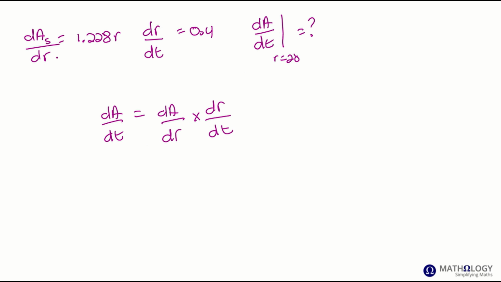When we simplify the right-hand side, we get the differential dA dt. dA dr, we have an expression for, 1.228r. dr dt we know is 0.4. So dA dr is 1.228r, and dr dt is 0.4.